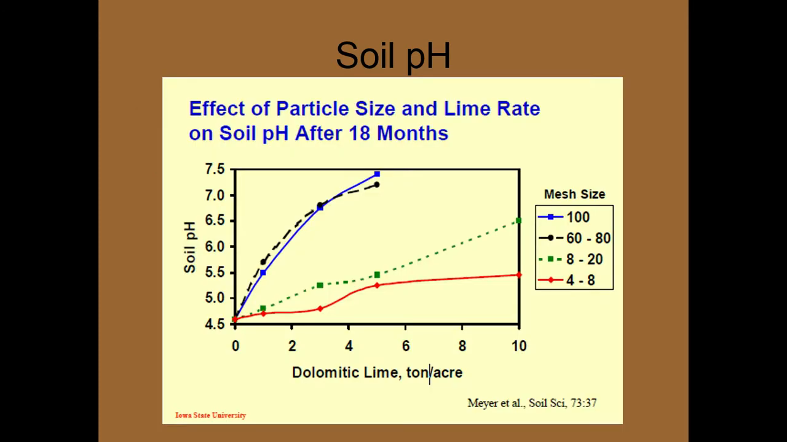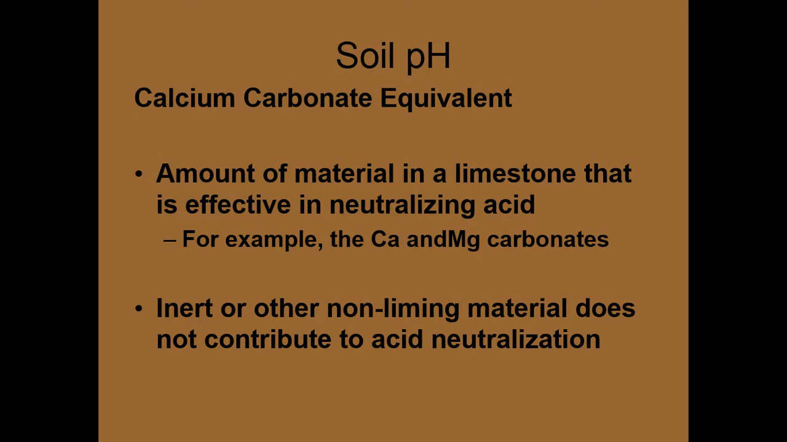This chart shows the effective particle size and the liming rate of a soil. So we have larger particles and down to our lower particles, and the finer the lime, the less is required to get a change in soil pH. Calcium carbonate equivalent is the amount of material in limestone that is actively neutralizing acid, and then other material that doesn't contribute. So it's not pure lime, so knowing that rate can influence your liming rate.